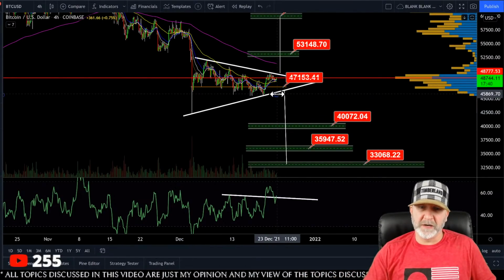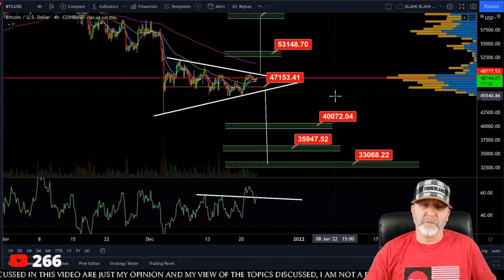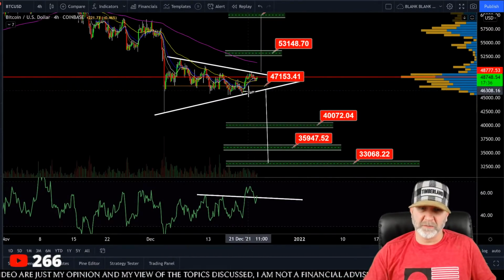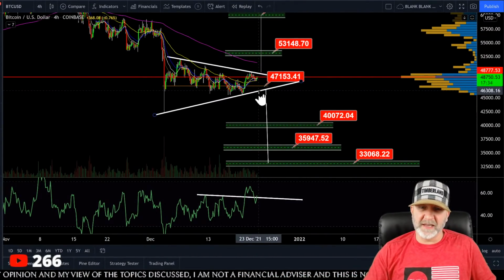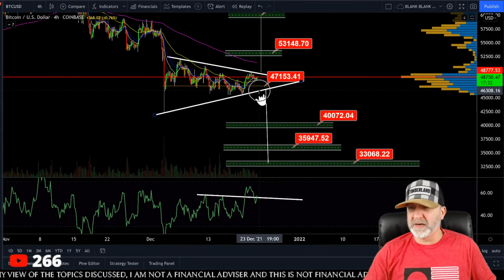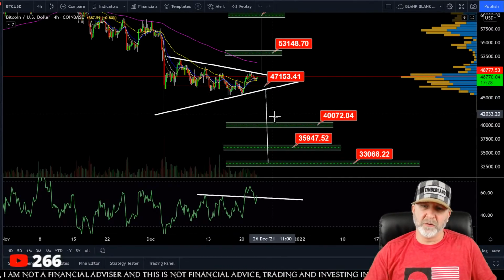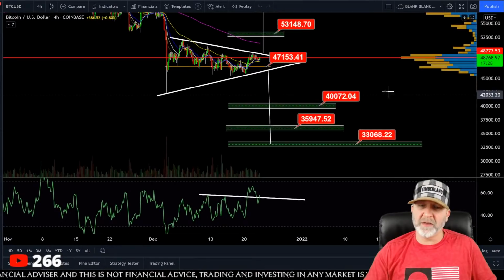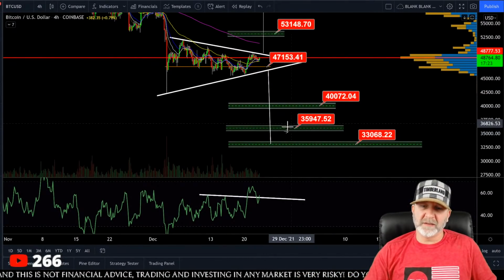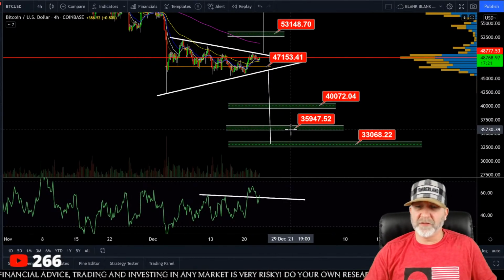Now on the bottom here, 47,150 has been long-term support and resistance. If we break that again, our next area of support to break is going to be around 46.3. If that breaks, I believe we break these lows, come back down to at least the 40,000. If that breaks, then we're looking at around the 35 to 36,000.